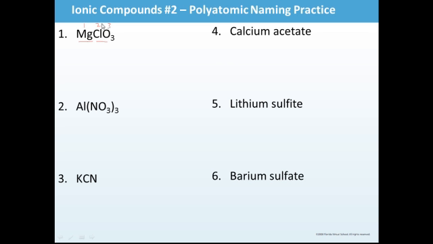So yes, I have 3 or more, which means I have a polyatomic ion. I have to recognize what the polyatomic ion is. And when I look at this, I see ClO3 is on my list.